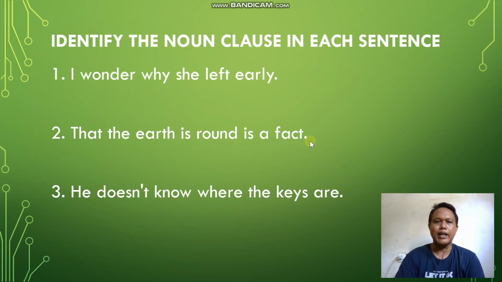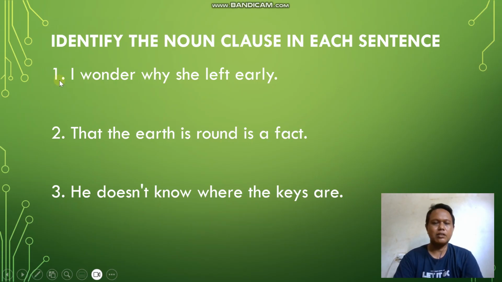So let's identify the noun clause in each sentence. I have 3 sentences, so we try to identify where the noun clause is in each sentence. First, I wonder why she left early. Where is the noun clause in the first sentence? To identify the noun clause, we can use the word signal "why". "Why" is the word signal, so "why she left early" is the noun clause in the first sentence.